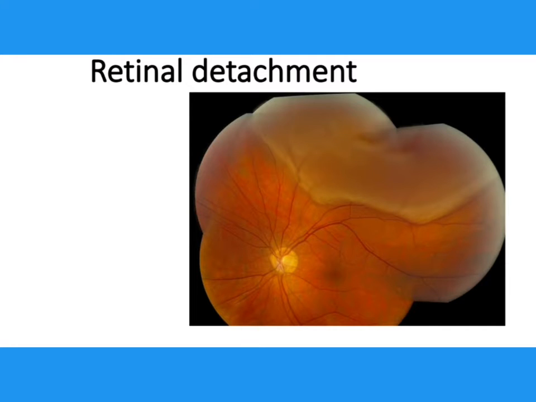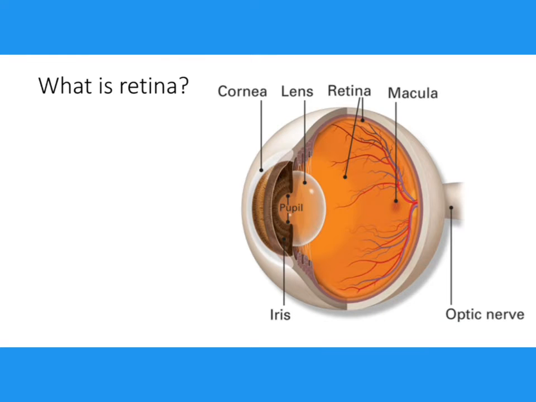So today in this video, I'm going to discuss with you all about retinal detachment. Okay, so let's start. Before going to the discussion on retinal detachment, first of all, we need to know what is retina. Retina is the photosensitive layer present on the back surface of the eye, which converts the light rays to electrical signals and sends them to the occipital cortex via the visual pathway so that you can see things clearly.